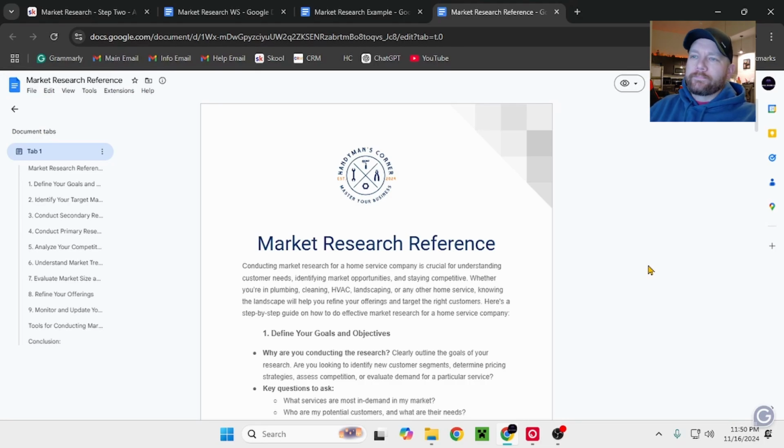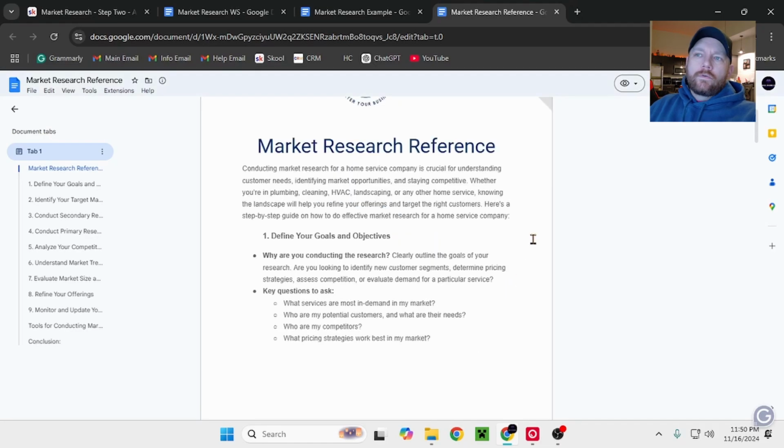Okay, so define your goals and objectives. Why are we conducting this research, right? If you're a new company, it's probably going to be all of these things: to identify new customers, determine pricing, assess competitors, and evaluate the demand of a particular service, or what services we're going to have. While we're going through this, ask yourself: what services are most in demand currently? Who are my potential customers? Who are my competitors? And what pricing strategies work best in my market?